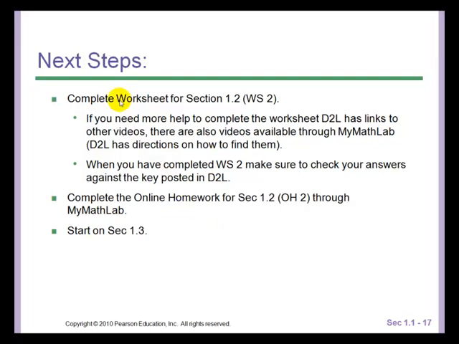Your next steps will be to complete the worksheet for section 1.2, WS2, that's in D2L. If you need more help to complete the worksheet, D2L has additional videos posted. There's also additional videos in my math lab. When you have completed the worksheet for section 1.2, you have to check your answers against the key posted in D2L. Remember, that is required. Once you have done that, complete the online homework for section 1.2 through My Math Lab, and then start on section 1.3.